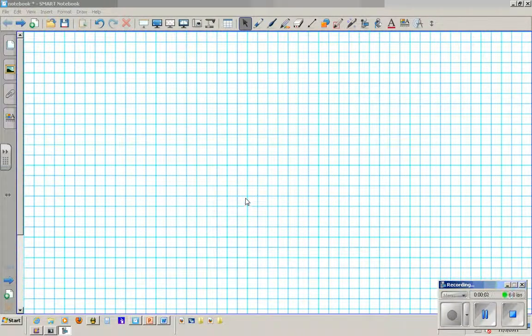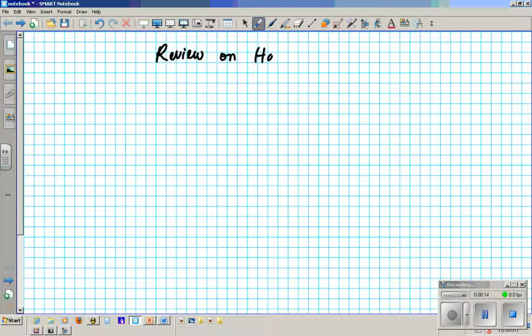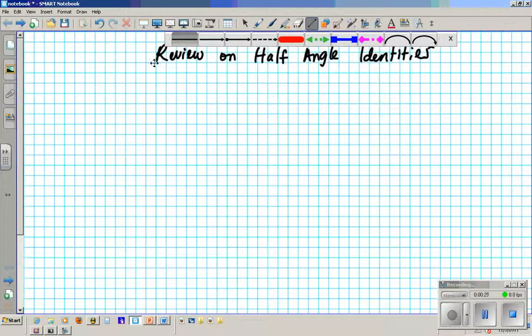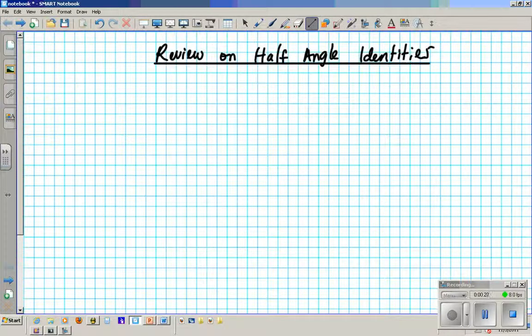Good day, class. This is a review lesson on half-angle identities. So write down the title, Review on Half-Angle Identities. Okay? You've been exposed to this previously, but this lesson goes over an additional problem for you to gain extra practice. Alright, so let's write down the learning objective first, and then we'll look at an example.